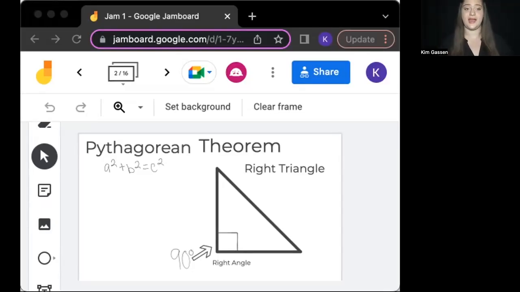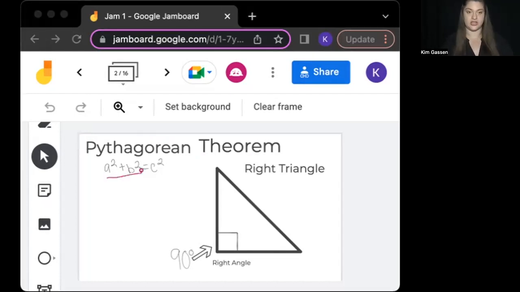So here we have a triangle. Does everyone know what a triangle is? If you don't know what a triangle is, at this point, we've got a whole lot of other work to do. But everyone here knows what a triangle is. Okay, so we're going to be working with right triangles. Now this idea that we're talking about, Pythagorean theorem, is over 2,000 years old. So this has been around for a very, very long time.